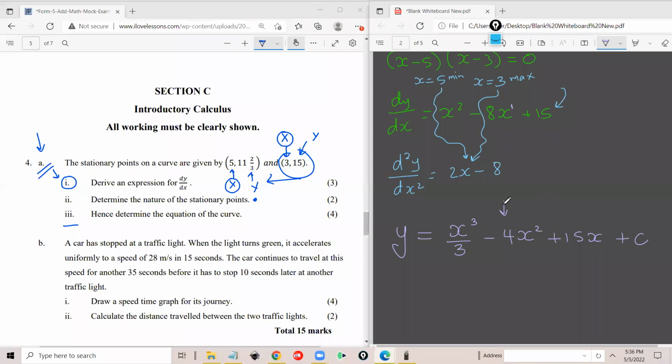When we integrate the expression, we get this purple item here. What you're going to do is replace all the x's with 3, so you're replacing with 3, 3, 3, and you're replacing the y with 15. Then you try your best to solve for c.